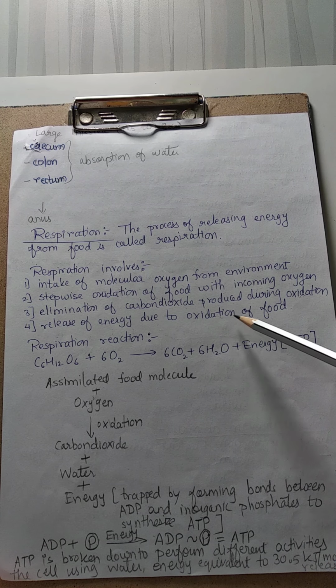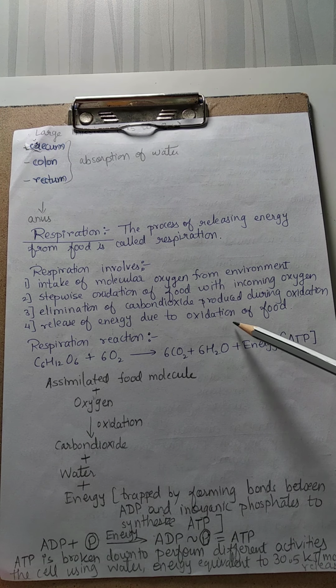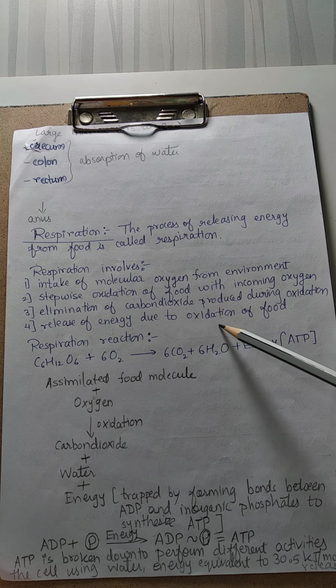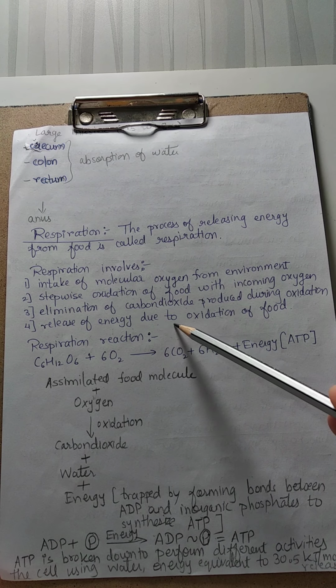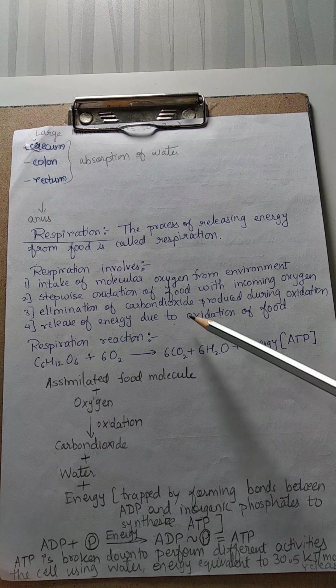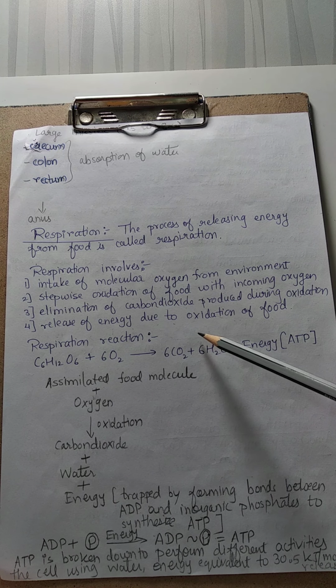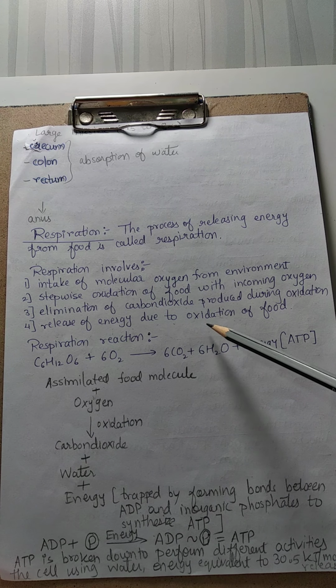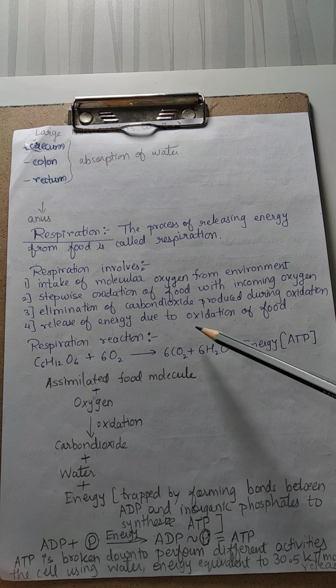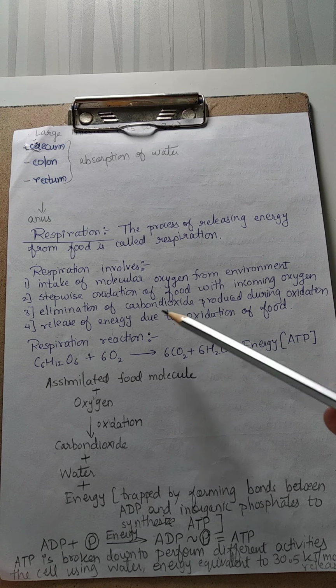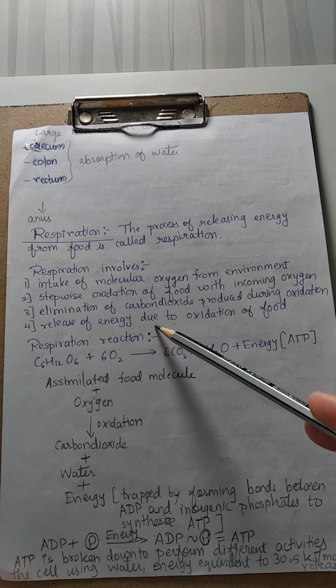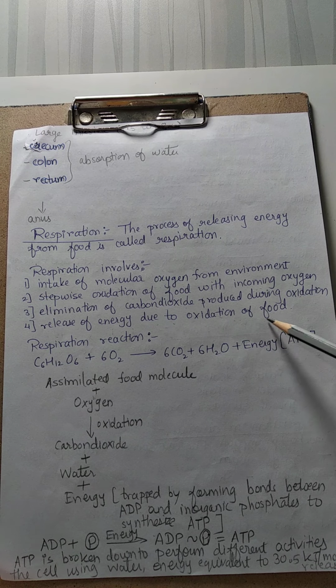Once the food which we have eaten gets oxidized, what happens? Energy is released. Then, oxidation of food takes place in the cell, that is called cellular respiration, and some byproducts are also produced which are to be removed from the cell, right? And that is from the body, and the release of energy due to oxidation of food.